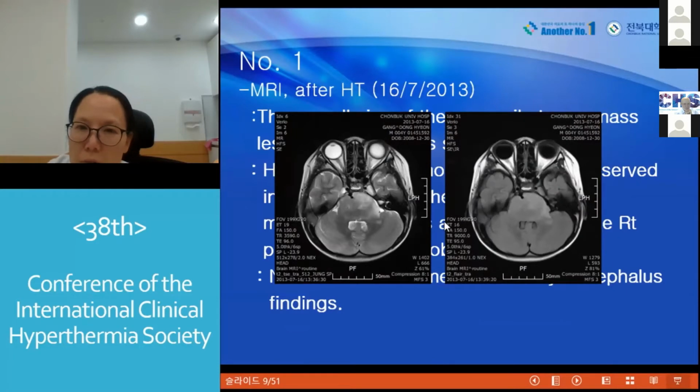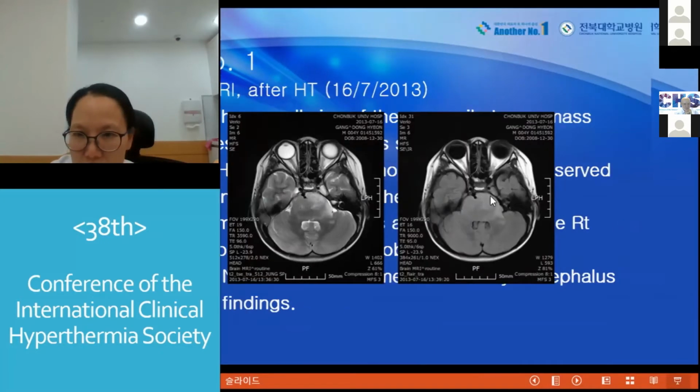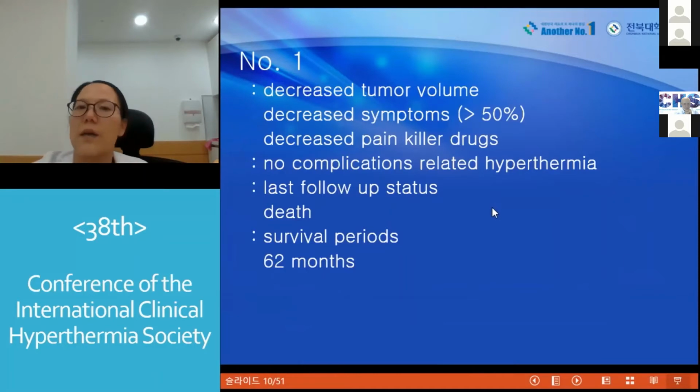This image was after hyperthermia. The overall size of the expansile tumor mass on the front is slightly reduced. He had decreased tumor volume and decreased symptoms by above 50%, and decreased painkiller drug. He had no complications related to Oncotherm. Last follow-up status was death. Survival period was 62 months.